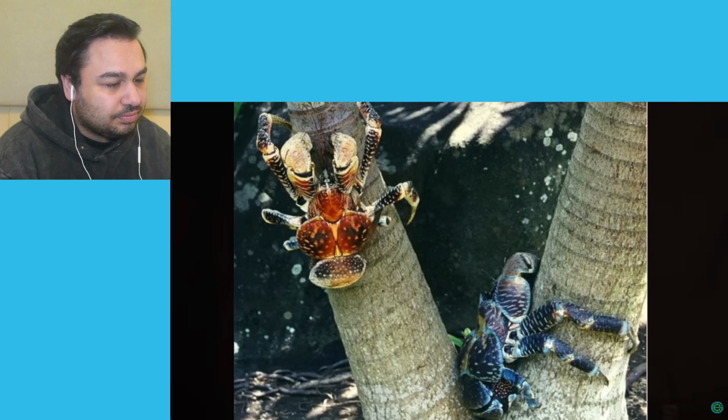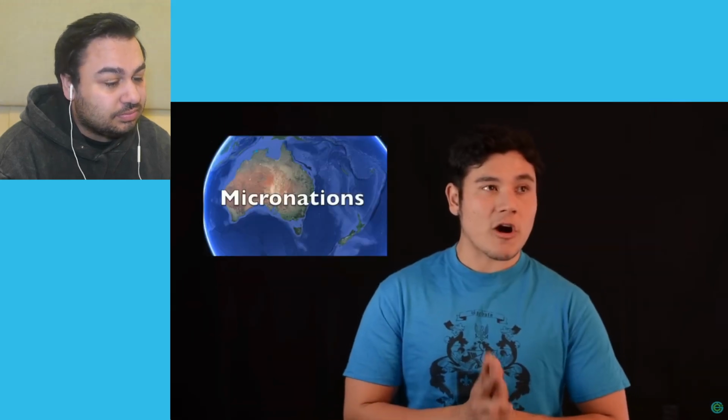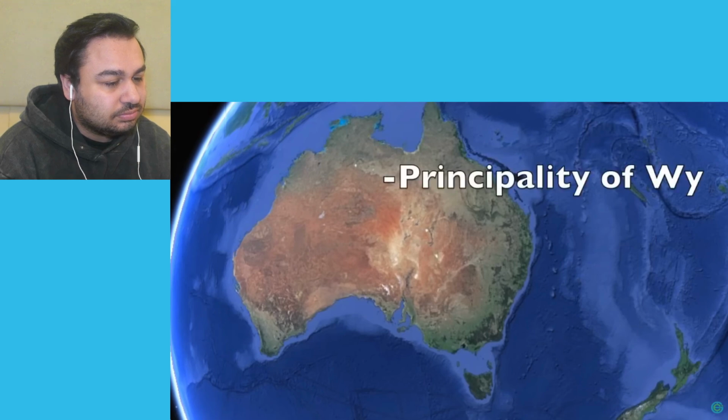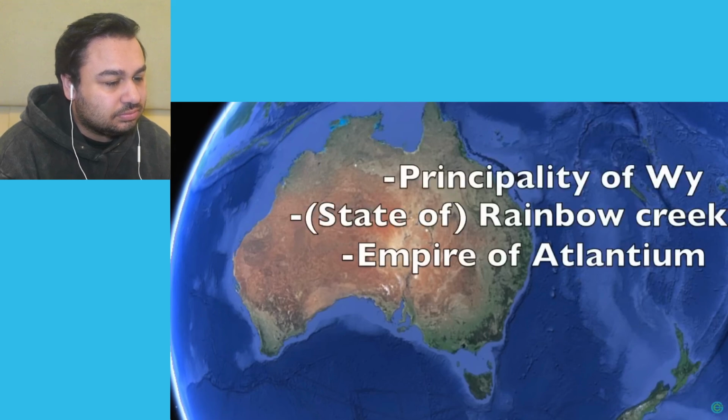And the pleasant Christmas Island that gets attacked by huge coconut crabs every year. Finally, Australia is home to arguably the most micronations in the world. Places like the Principality of Wye, Rainbow Creek, the Empire of Atlantium, and more. These nations were developed by either small groups of people or a single person because they were doing things like protesting taxes and wanted to claim autonomy.